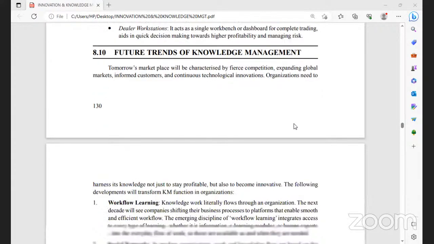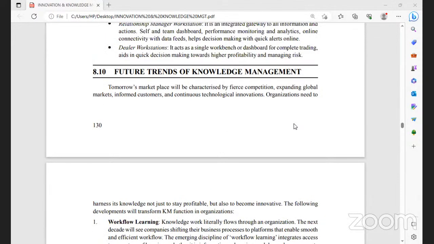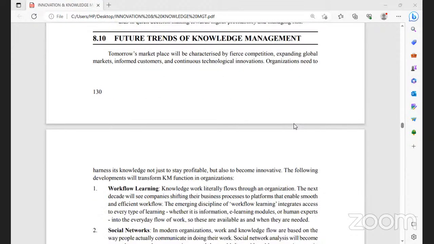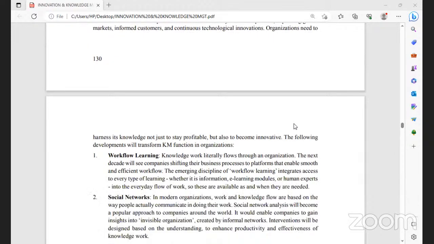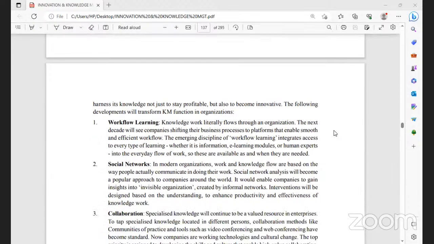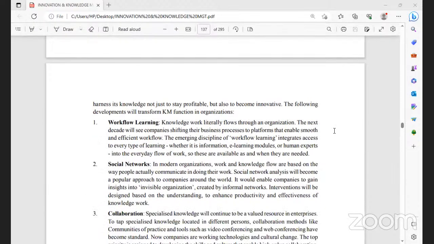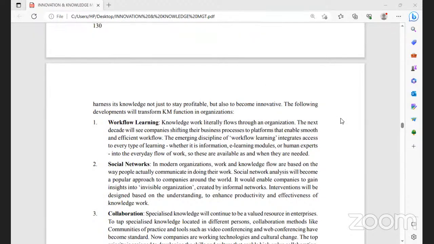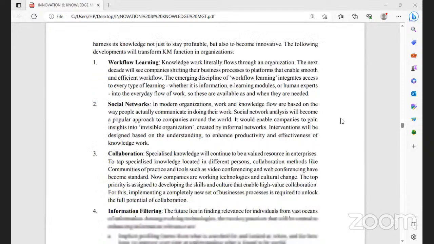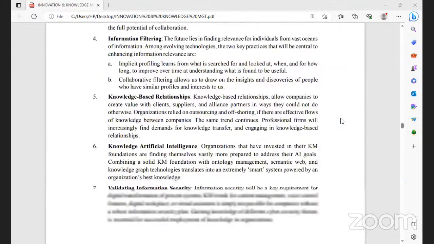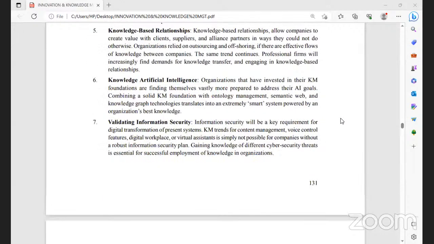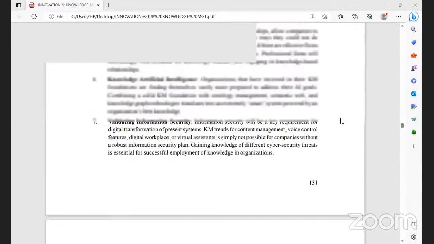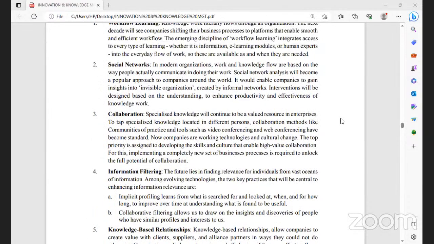Future trends of knowledge management. Tomorrow's marketplace will be characterized by fierce competition, expanding global markets, informed customers, and continuous technological innovations. Organizations need to harness their knowledge not just to stay profitable, but also to become innovative. The following developments will transform the knowledge management function in organizations: workflow learning, social networks, collaboration, information filtering, knowledge-based relationships, artificial intelligence, and validating information security. Here, artificial intelligence and social networks.